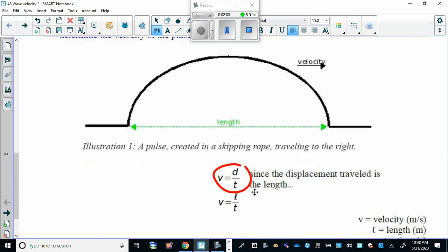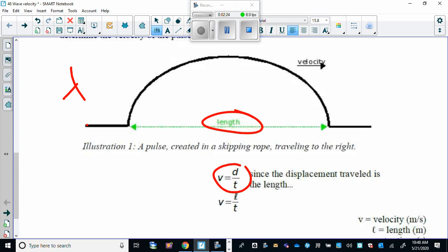But now we're going to change the distance. The distance is going to essentially be the wavelength. And you've got to be careful with that wavelength, because if you're just sending a pulse, as I did in that PhET demonstration, then the wavelength is that right there. It's the length of the pulse.